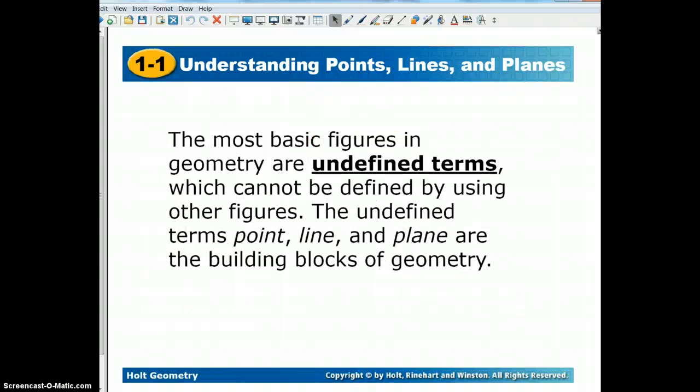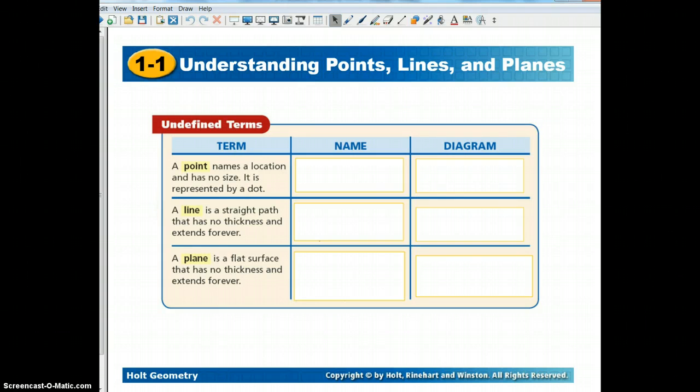Most basic figures in geometry are called undefined terms, which cannot be defined by using other figures. The undefined terms point, line, and plane are the building blocks of geometry. The reason why they're undefined is that things such as a point actually don't have a size per se. It just names a location but doesn't have a size. A line technically doesn't have a thickness. So even though we draw a representation of a line, there actually is no thickness, and the same goes for a plane. So let's look at our first 3 terms in the geometry world.